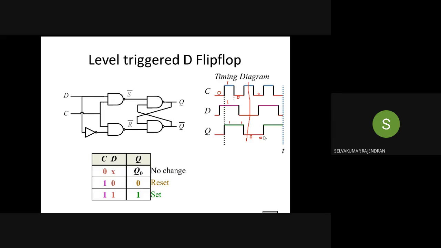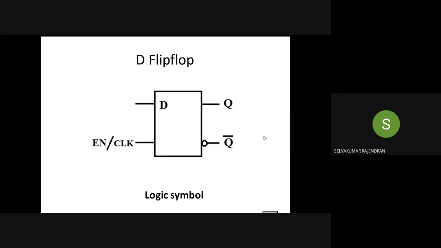Then we will go for the logic symbol. So here is the logic symbol. The D flip-flop has a single input, that is D, along with the control signal, clock or enable signal, and produces two outputs, Q and Q bar. This is the logic symbol used for circuit representation.